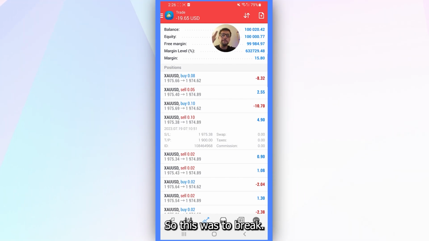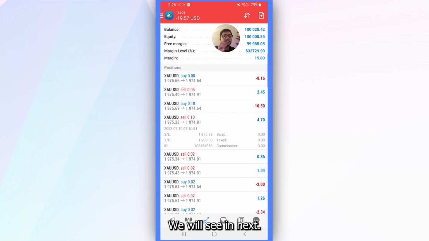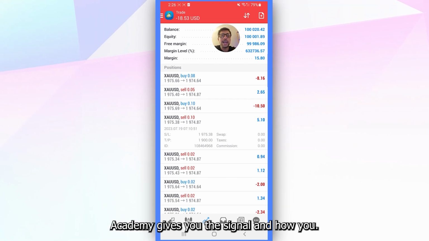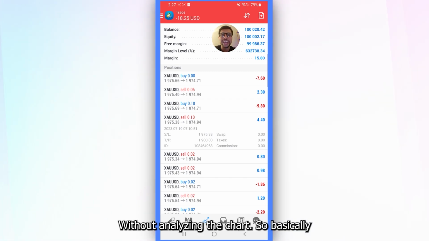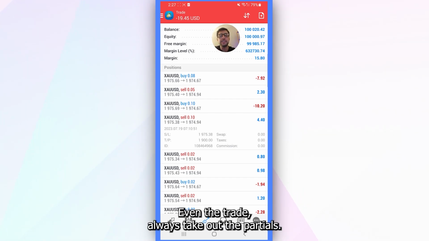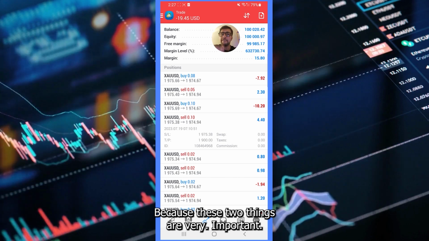So this was the break even and take partial strategy which we always use when we get a signal from any signal provider. We will see in the next session how Skillset Academy gives you the signal and how you can copy our signals and make a lot of money without analyzing the chart. Basically this was the strategy, because we always say always break even the trade, always take out the partials, because these two things are very important.